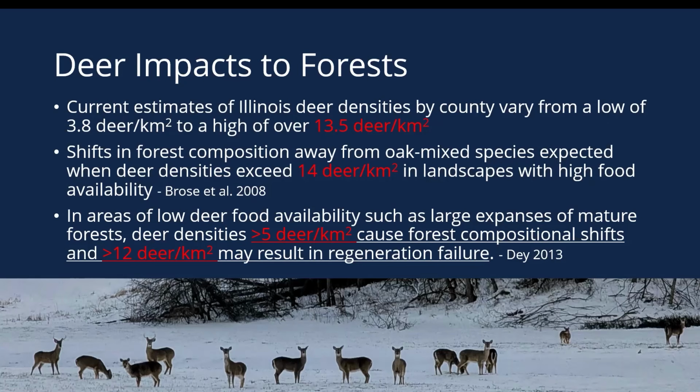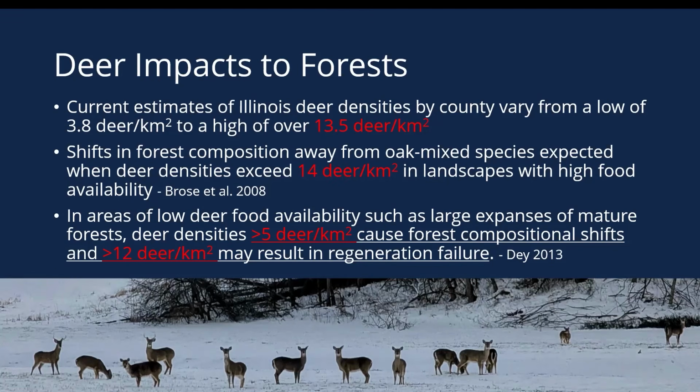And so Brose in 2008, his research really showed that you can start to expect big shifts in forest composition, away from oak species, when deer densities start to exceed about 14 deer per square kilometer on the landscape when there's high food availability. So we're talking crop fields next to forests and things like that. So there's a lot to eat.